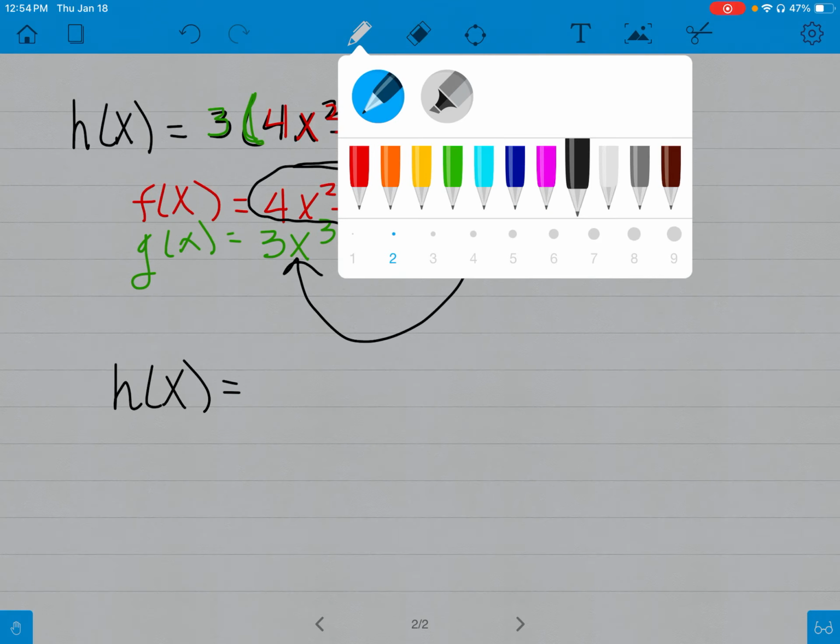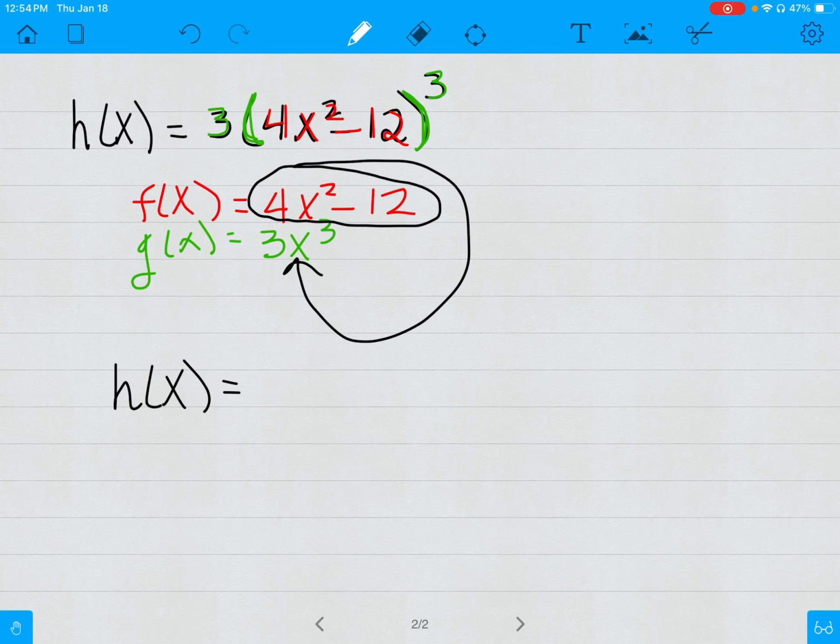It is made up of g of f of x. Okay. And so in the next video, we will talk about the chain rule and why that applies to composite functions.